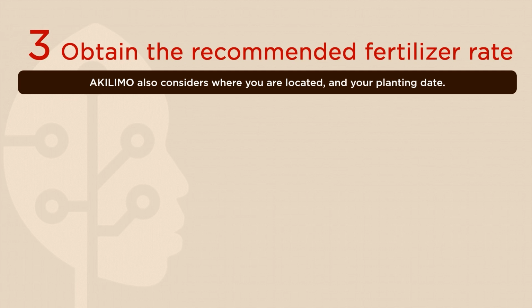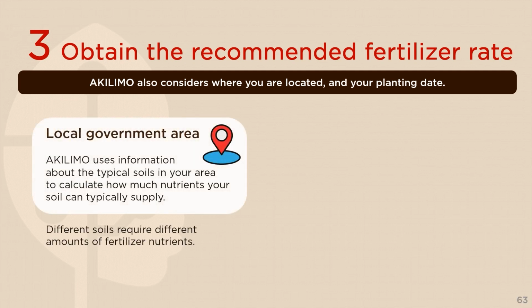Let's consider your location first. In our printable tools, we require you to specify your local government area. Akilimo uses this to look up information about the typical soils in your area and to calculate how much nutrients they contain. Based on these soil characteristics, we then calculate how much fertilizer is required.